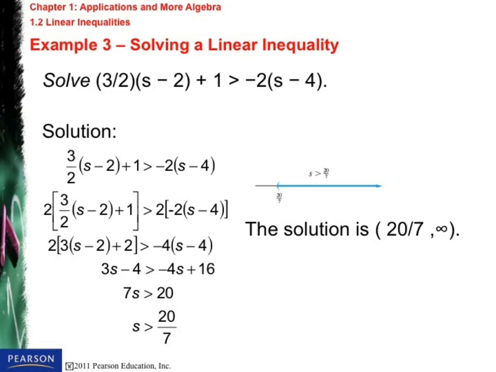This one's a little harder. We're dealing with a fraction. We have 3 halves times (S minus 2) plus 1 is greater than negative 2 times (S minus 4). So, multiplying by 2 on both sides right here will clear your fraction.